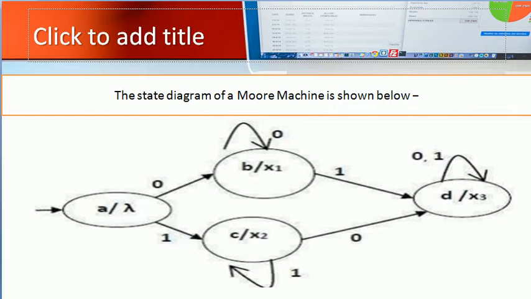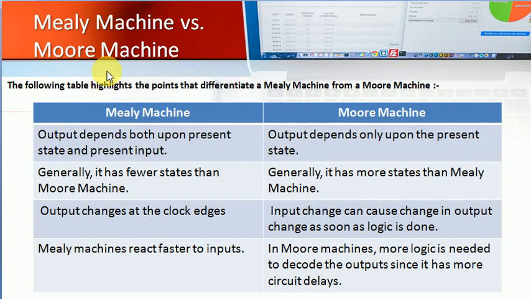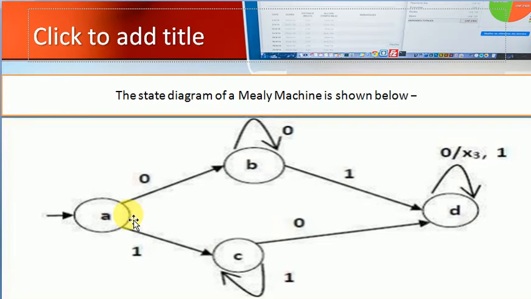Now we will see the difference between the Mealy machine and the Moore machine. The first difference is that in the Mealy machine, output depends on both the present state and the present input. We can clearly see from this, the present state is D and the present input is 0, and we get x3 as the output for this 0 input. The same goes for all states, where we get an output, which is not described here.